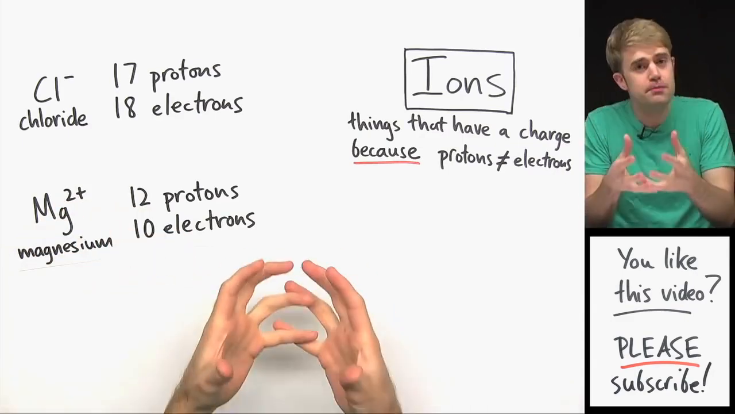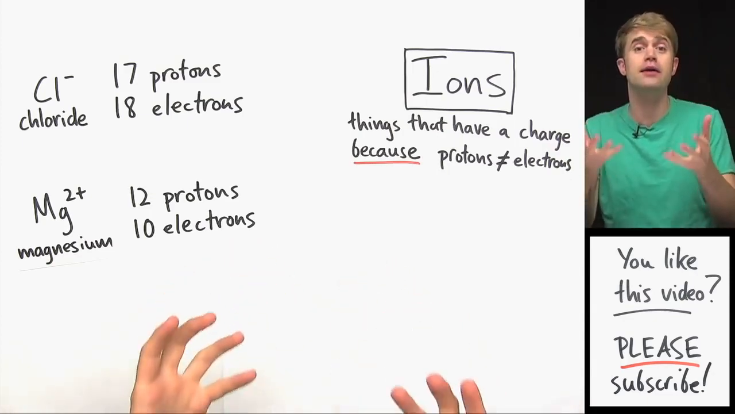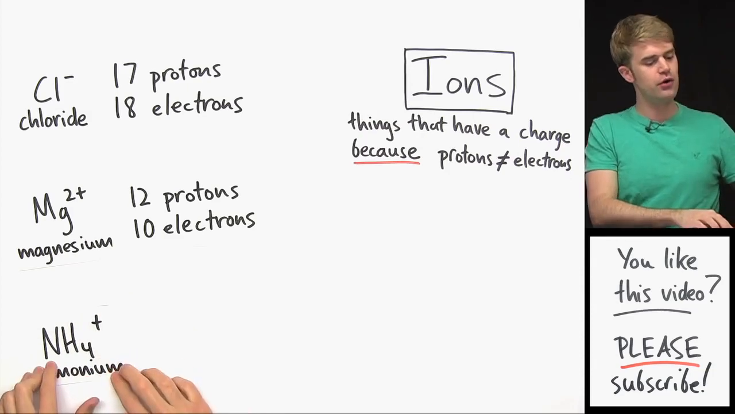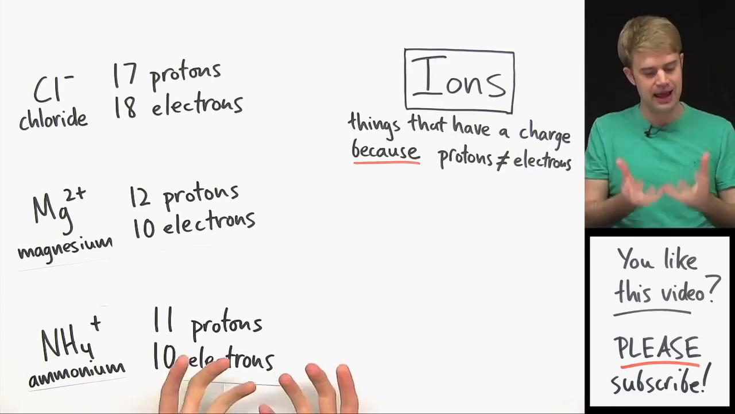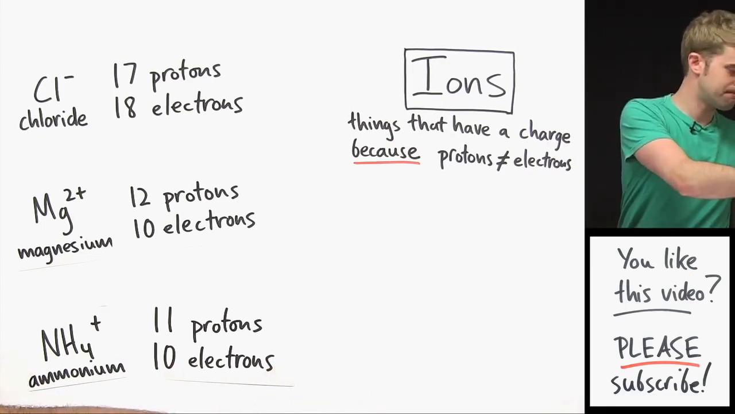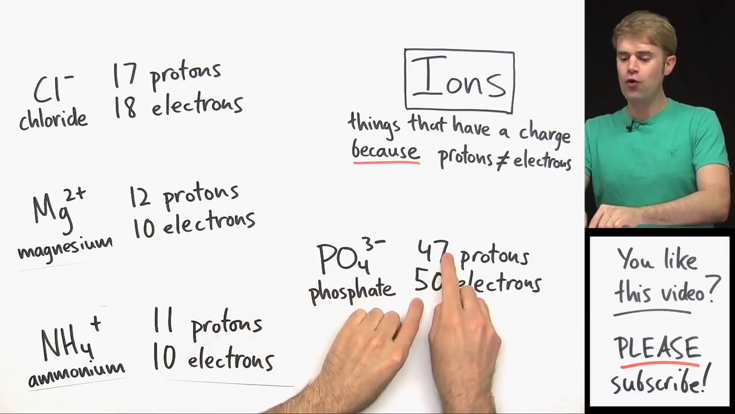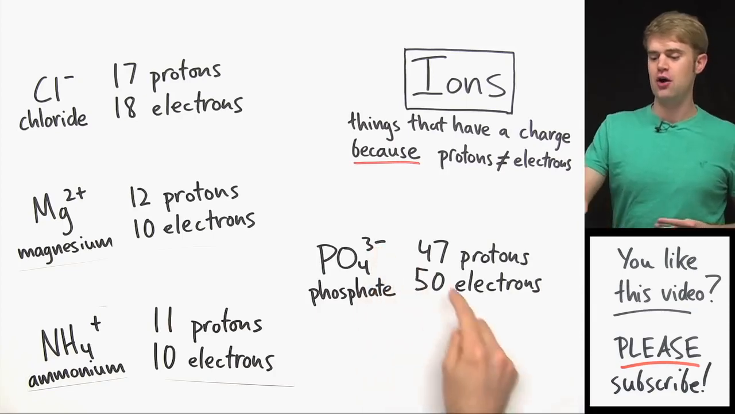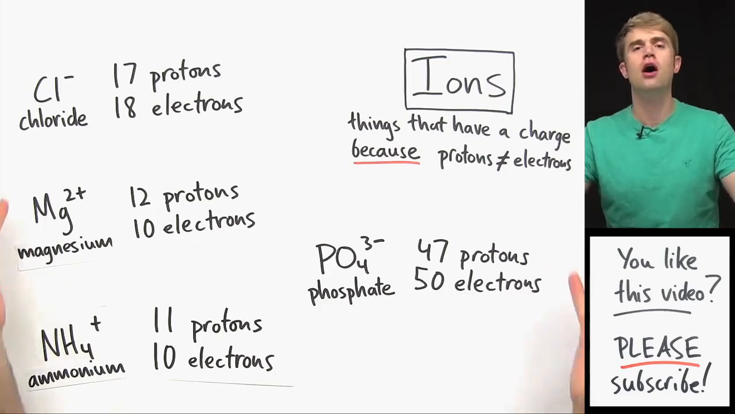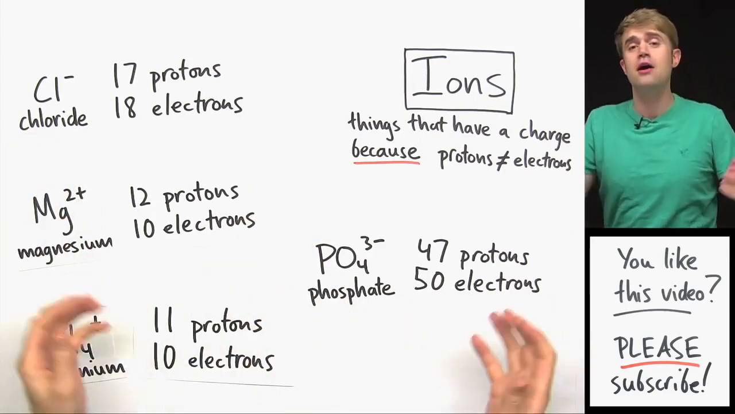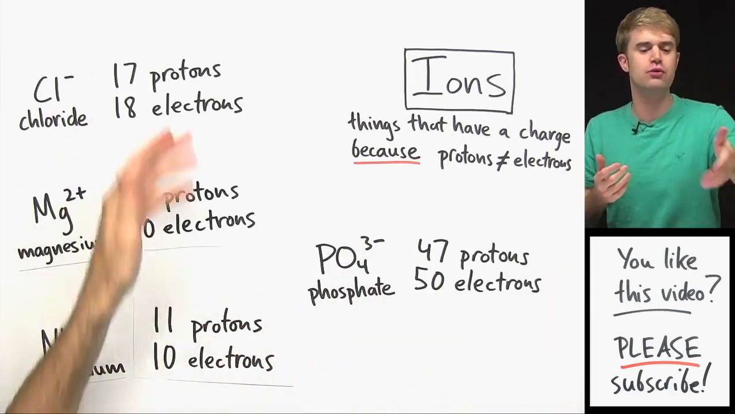We can also have groups of atoms that together don't have the same number of protons and electrons. We call those polyatomic ions. So those are things like ammonium, NH4+, which has 11 protons altogether and 10 electrons altogether with a 1+ charge. Finally, phosphate, PO4 has 47 protons and 50 electrons. We've got 3 more electrons, so it's got this 3- charge. So clearly there are tons of examples, and these are only a few of them. There are tons of examples of atoms and groups of atoms that have different numbers of protons and electrons.